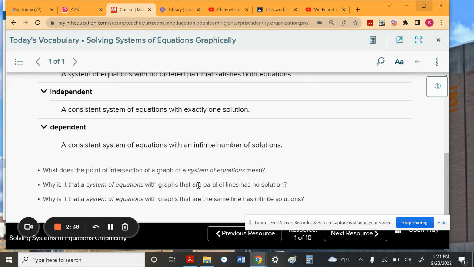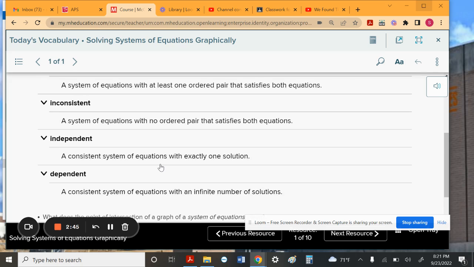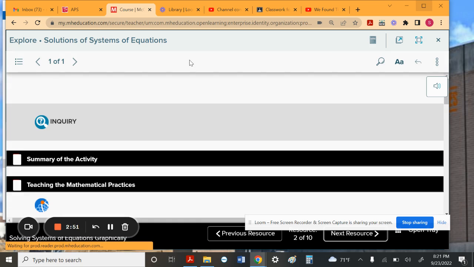Okay, so we want to make sure that we understand all those, because those are going to be some of the questions that you're going to see on the test. Okay, solutions of systems of equations.